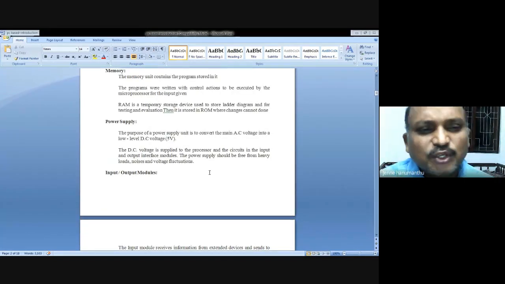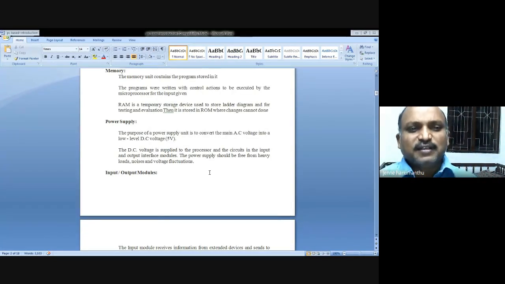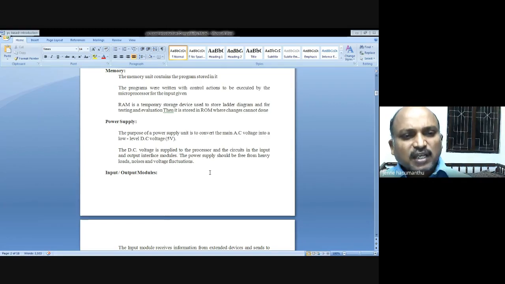So you know the importance of the power supply. Any power supply will excite the system. Without power, no system is working. Definitely, we need some power, right? How much power is required? Generally, we have an AC power, right? That should be converted into the required DC power as per our requirement.